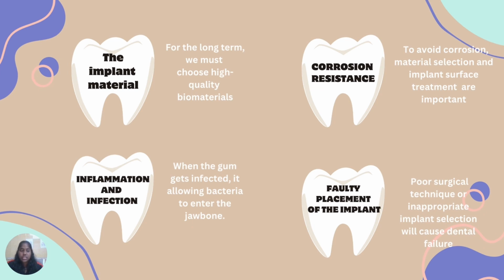Second one is inflammation and infection. Inflammation occurs when bacteria accumulate and cause inflammation in the tissues around an implant. This may result in bone loss surrounding the implant and the implant loses its strength, eventually leading to implant failure.